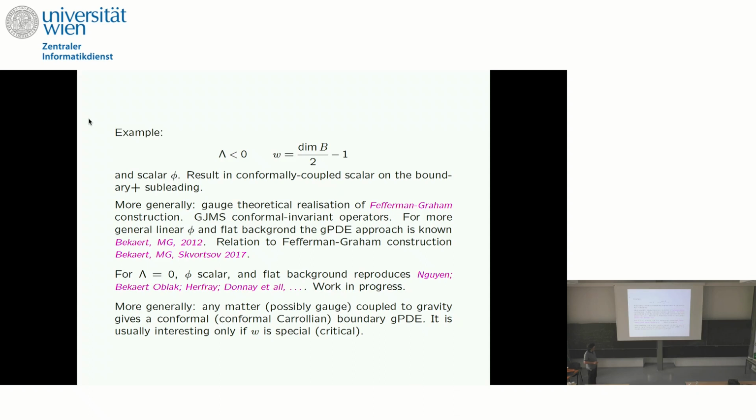This also works for the Carrollian setup, where lambda is zero, but this I would refrain from detailed comments, because it's work in progress. But what is interesting is that in principle, the approach teaches us how to extract relevant invariant equations on the boundary from generic diffeomorphism invariant equations in the bulk. But of course, something interesting happens only for special values of the weight W, which is the ingredient which you put in by hand. So you put it in and then you study for which values of W you get something interesting. This is precisely like in Fefferman-Graham. So I arrive at my conclusions.